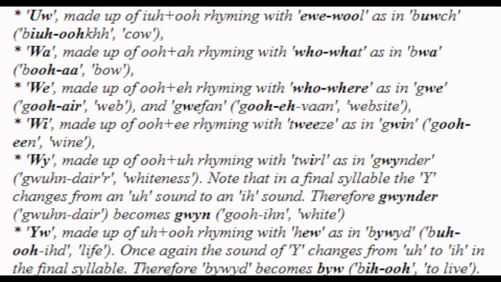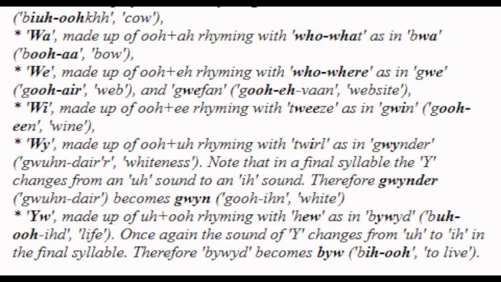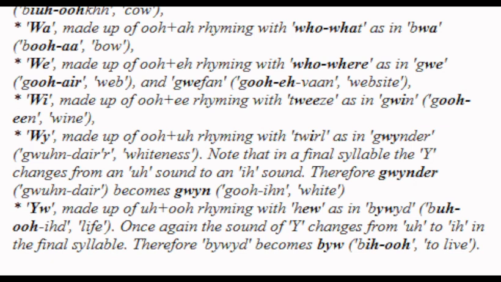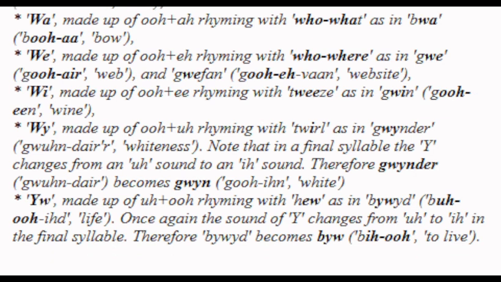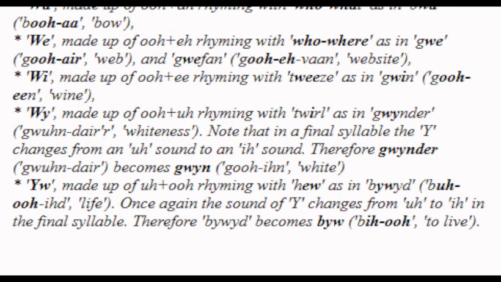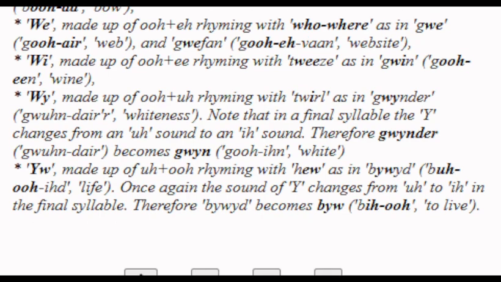Note that in the final syllable, the y changes from an sound to an e sound. Therefore, gwender becomes gwyn, white. Ew, made up of plus u, rhyming with hill, as in bowwood, life. Once again, the sound of y changes to e in the final syllable. Therefore, bowwood becomes bew, to live.